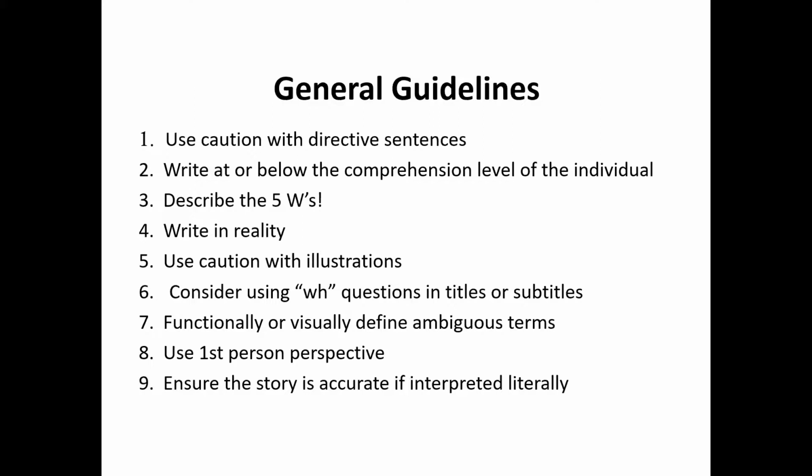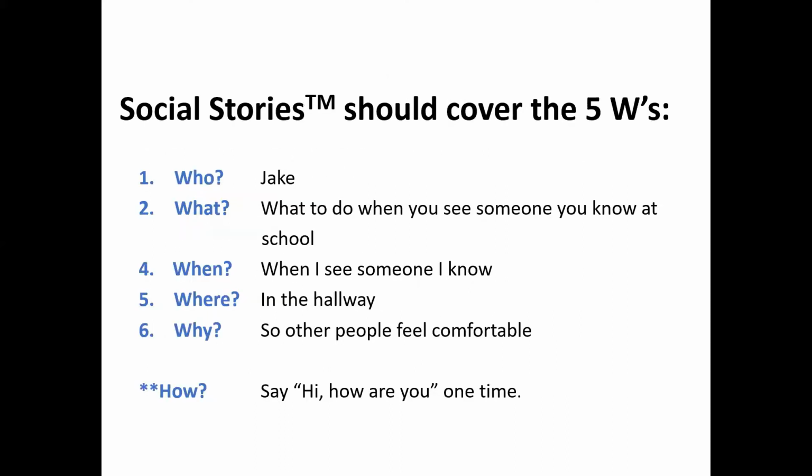We want to write in reality, use caution with illustrations, consider using WH questions in titles or subtitles. We want to functionally or visually define any ambiguous terms, use first-person perspective, and ensure the story is accurate if it's interpreted literally, because a lot of autistic people will interpret things literally. So, who is it about? What is it about? When did this happen? Or when should I know? Where and why? And then also the how is important.